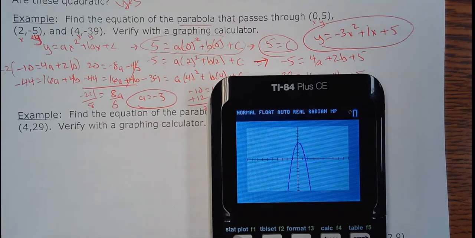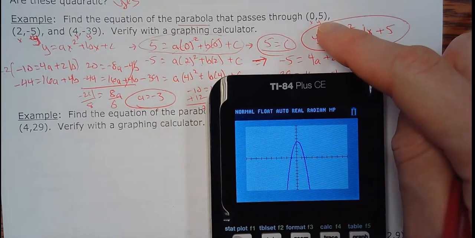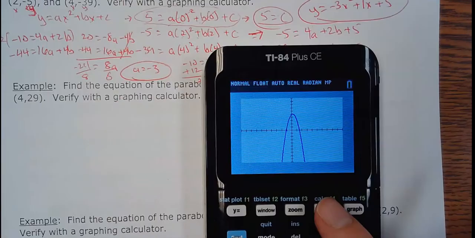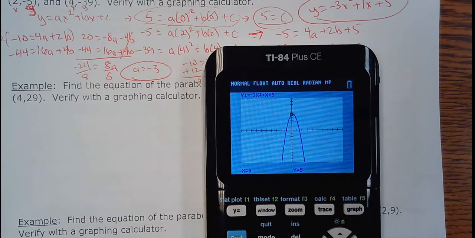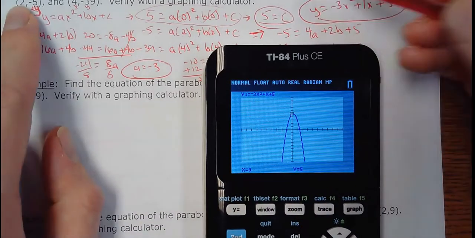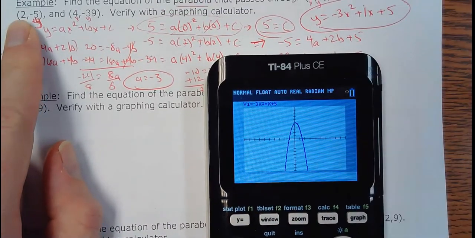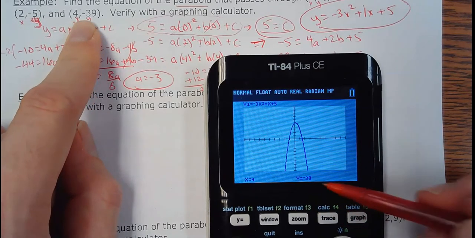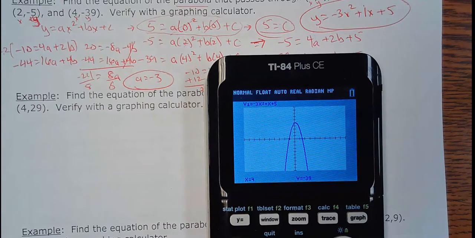I'll get a parabola and I want to check, does it go through these points? And the fastest way to do that is, my video froze, to hit trace. That's one way of doing it. And right now, 0, 5. 0, 5 is one of my points. Then if I want 2, negative 5, hit 2, enter, negative 5. And then 4, enter, negative 39. So it does go through those 3 points. So that is the long way of doing it.